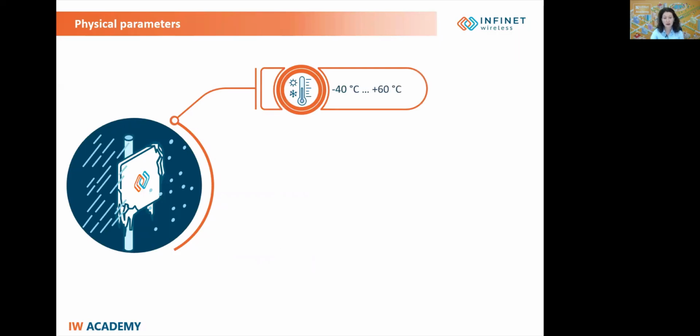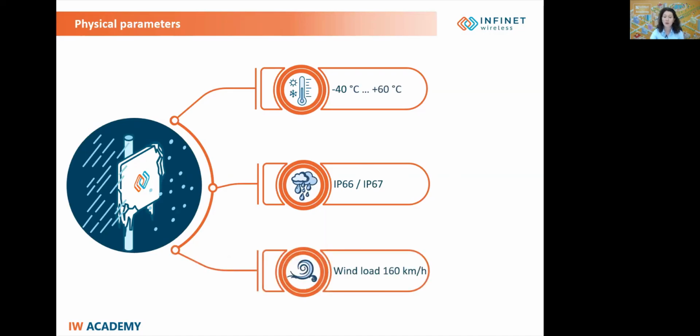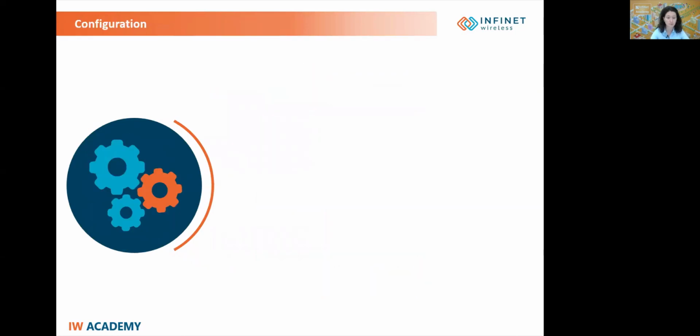Moving on to the physical parameters, Quanta 5 operates in a vast range of temperatures from -40 to +60 degrees Celsius. The units feature water and dust protection in compliance with the IP66 and IP67 standards. Quanta 5 is operational under wind speeds of up to 160 kilometers per hour. In conclusion, the robust weatherproof enclosure offers reliability in any type of environment.